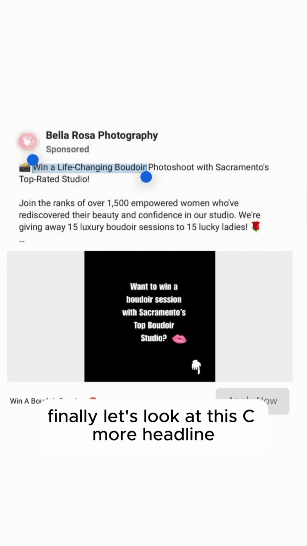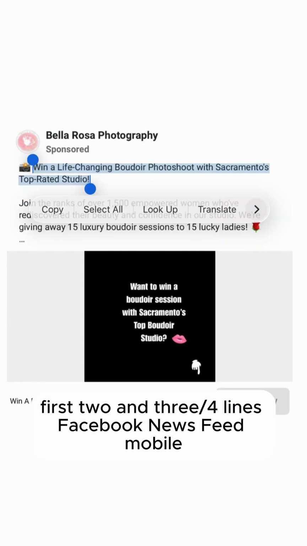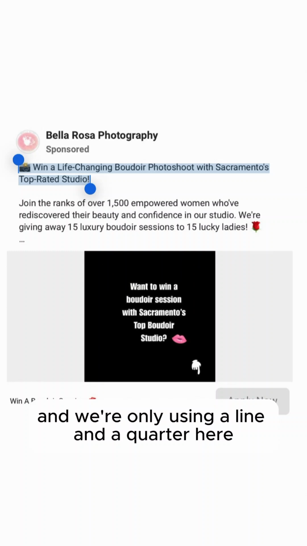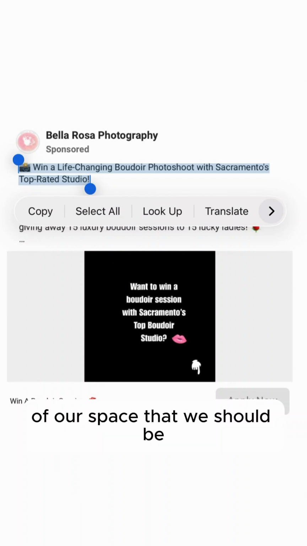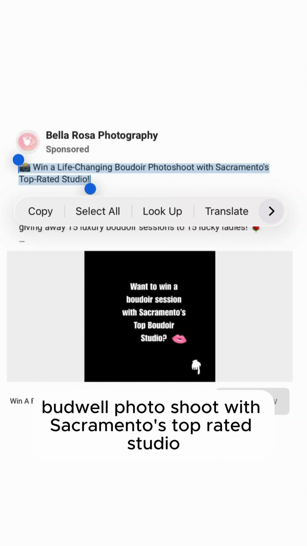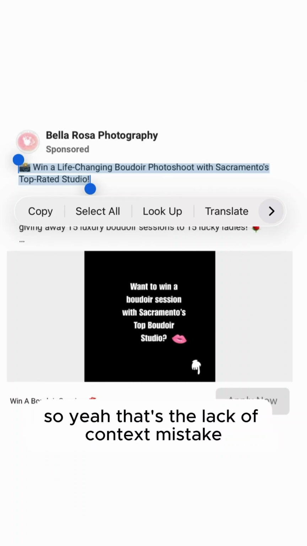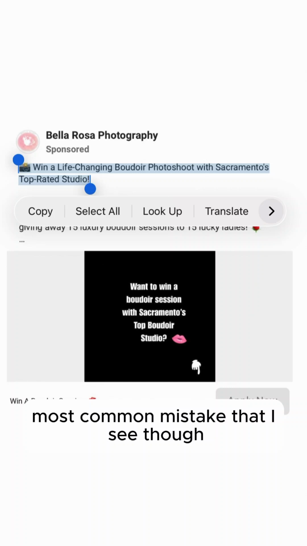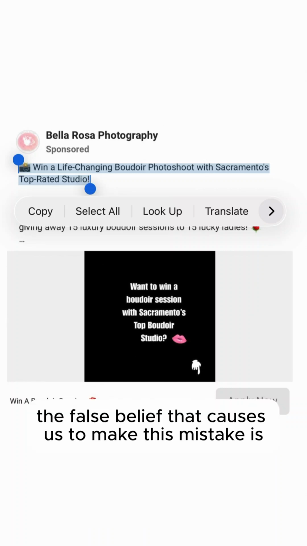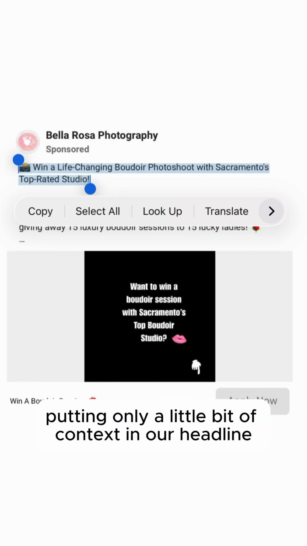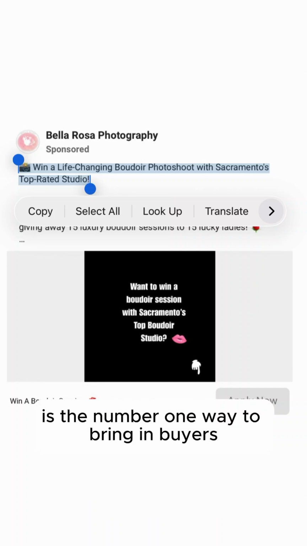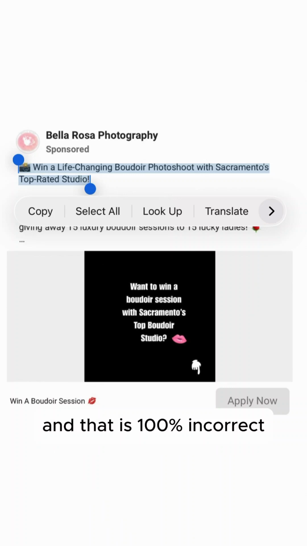Finally, let's look at this See More headline. First 2 3/4 lines, Facebook newsfeed mobile. And we're only using a line and a quarter here. So first mistake I'm already seeing we're only using like half of our space that we should be. When a life-changing boudoir photo shoot with Sacramento's top-rated studio. All right, so we only got one contextual element here. So yeah, that's the lack of context mistake. Most common mistake that I see though. The false belief that caused us to make this mistake is we believe putting only a little bit of context in our headline is the number one way to bring in buyers. And that is 100% incorrect when dealing with Facebook ads.